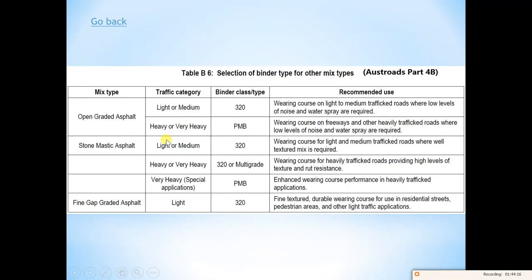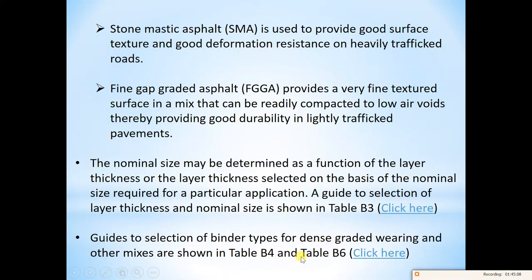Okay, now the binder types for the other mixes. For the open graded asphalt, you can use 320 for light or medium, PMB for heavy or very heavy. So you could use either one of those for the open graded. Stone mastic, for the different types, light or medium, you could use 320, multi-grade or PMB. Fine gap graded asphalt, because this one is mostly for the light traffic, we don't need to use it for the very heavy traffic. So we just use a single size aggregate and the single grade bitumen 320. Okay, that's the selection of the binders for the various types of mix.